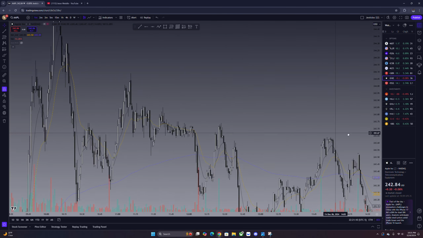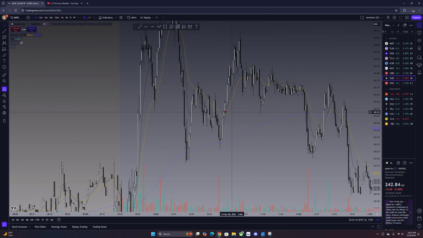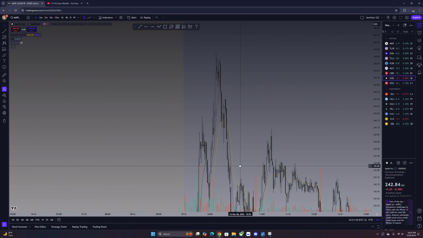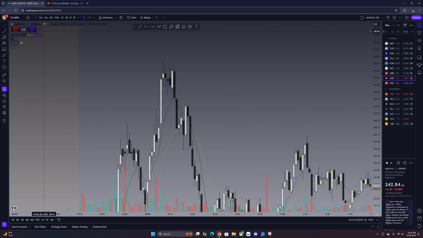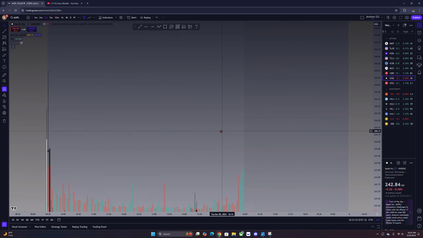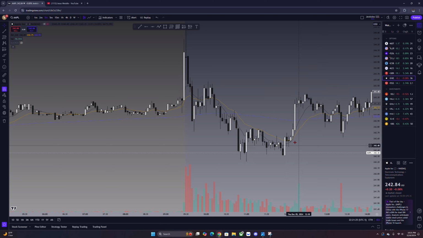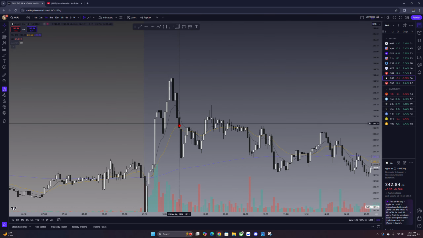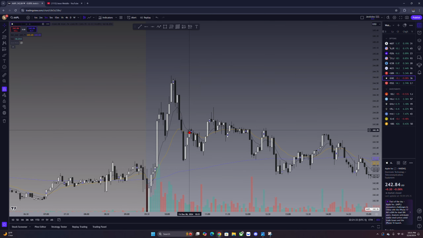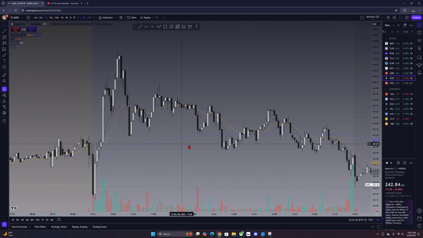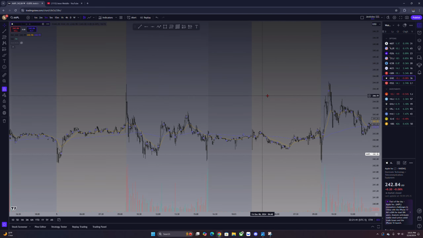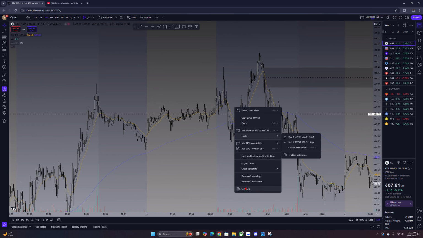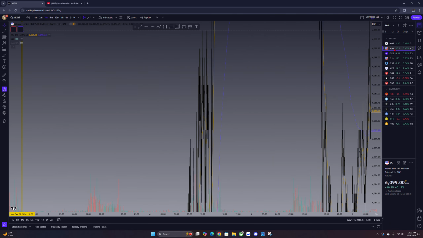And then on Apple, I don't even know what time I got out. I didn't even check. Oh yeah, it was right here. So I got out about right here, and then it just kind of chopped. Yeah, those are the two trades today. But I'm going to look at SPY real quick. Just remove these drawings.